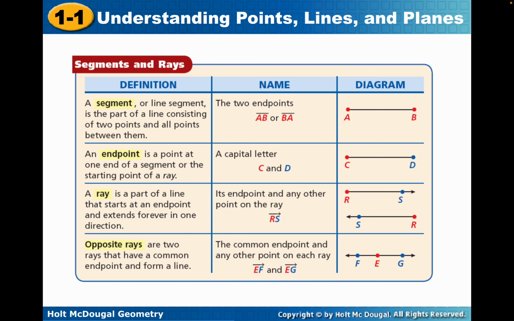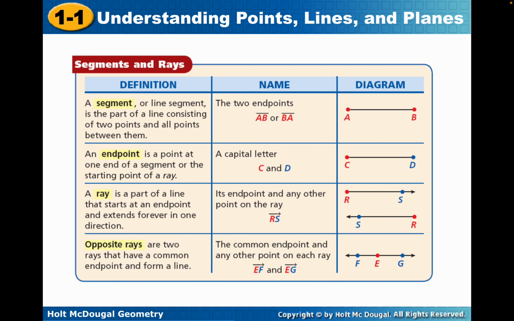Ray, that's part of a line that starts at an endpoint and extends forever in one direction. So you can see in the diagram, there's ray RS, its endpoint and any other point on the ray.